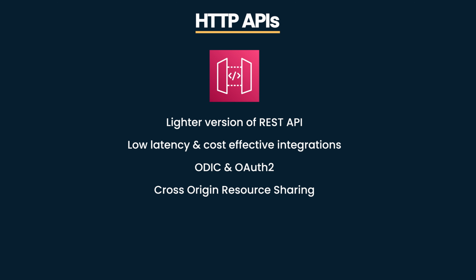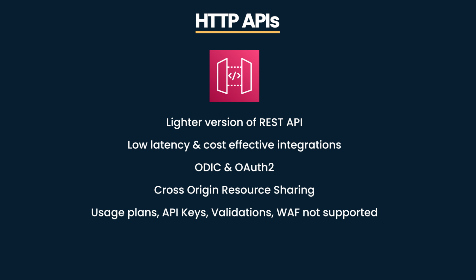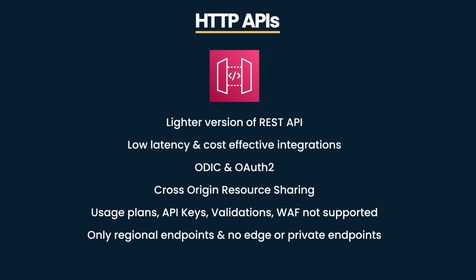There are some features which are not supported by HTTP APIs, like usage plans, API keys, request or response validations, AWS WAF integrations, etc. Also, HTTP APIs support only regional endpoints and not edge optimized or private endpoints. AWS outlined all these differences between HTTP APIs and REST APIs in their documentation. You can have a look at those differences before deciding whether you want to go with HTTP APIs or REST APIs. I'll leave the link in the description.